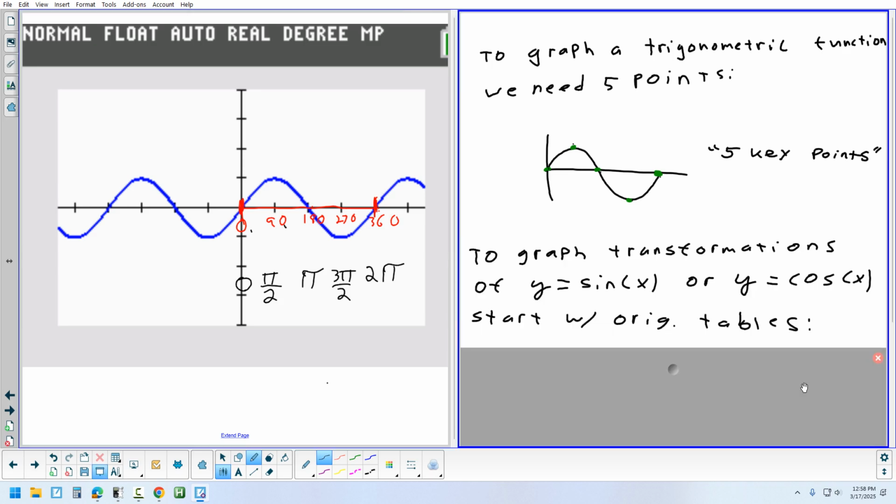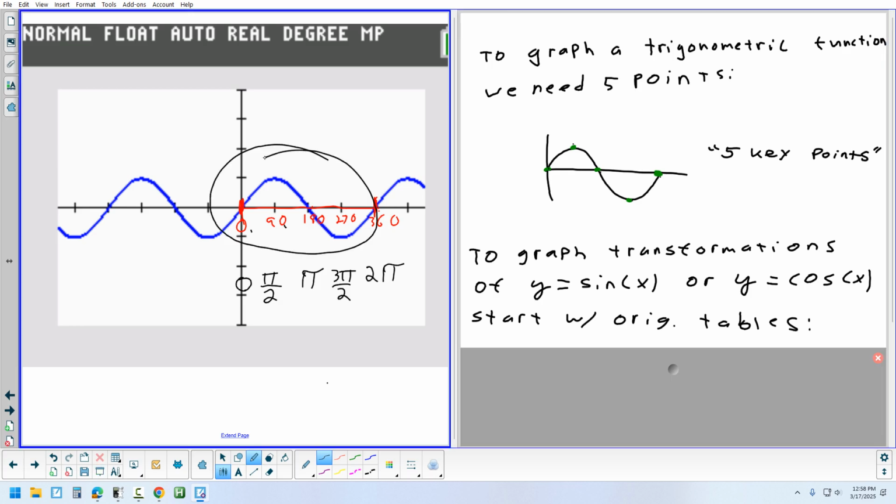So if we're going to do a transformation to this graph, the first thing we have to know is where is it starting from? If we don't know these 5 points that I just marked, you're not going to be able to figure out where they're going to move to. It's kind of like if I said, well, I want you to meet me 30 feet to the left. Well, to the left of what? You've got to know where you're starting from to know where 30 feet to the left is.